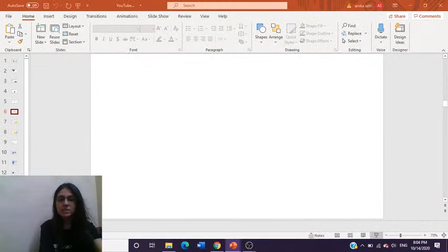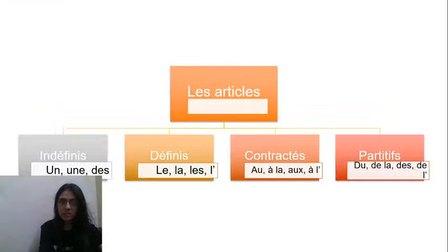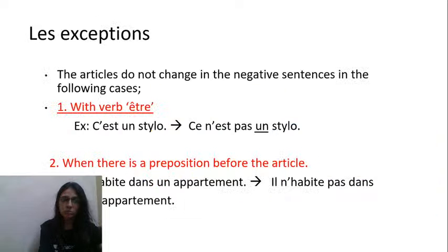So each of the articles is classified in these categories. The indefinite articles un, une, des; definite articles le, la, les and l'; contracted articles au, à la, aux and à l'; and finally the partitive articles which are du, de la, des and de l'.